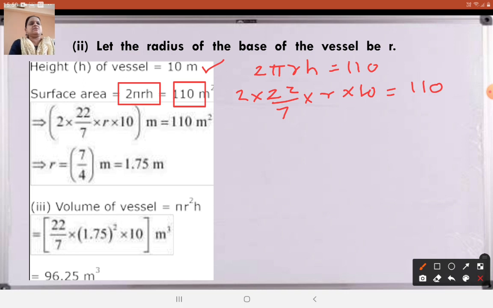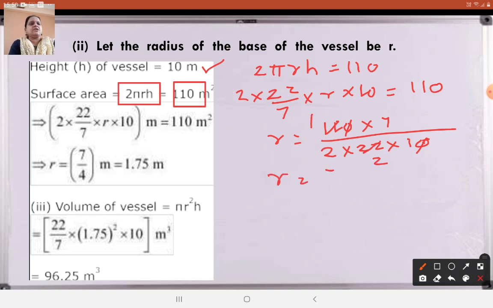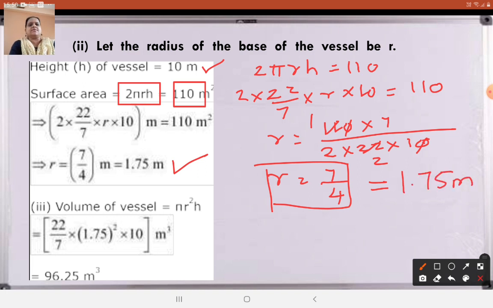Now bring all these terms to the left hand side. So r equals, the denominator 7 will go in the numerator, and the remaining terms in the denominator. Correct? So the 0 and 0 will get cancelled. 11 ones are 11, 11 twos are 22. So we will get the r value as 7 upon 2 twos are 4. So this is your r value. Can you see over here? r equals 7 upon 4, and if you reduce it to a decimal, you will get 1.75 meter. Is it correct? Yes. So this is your r value.